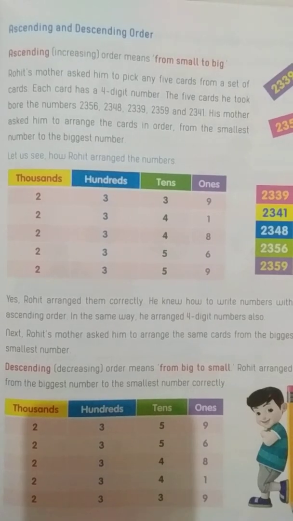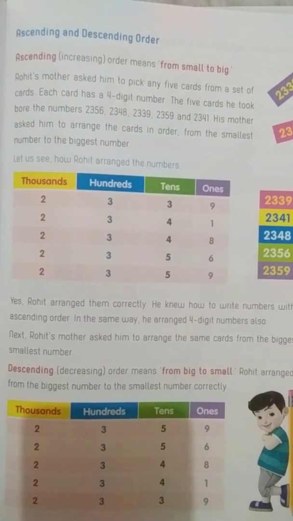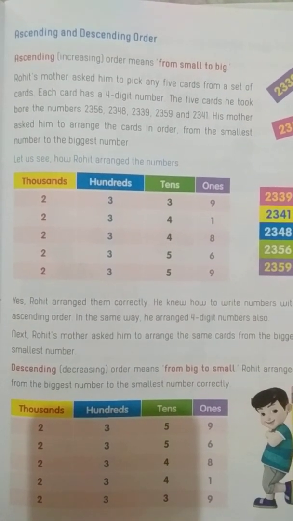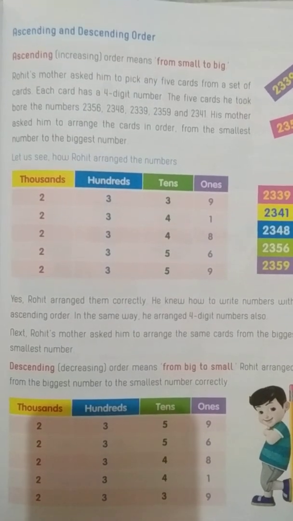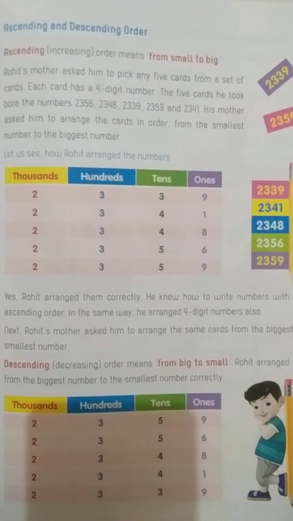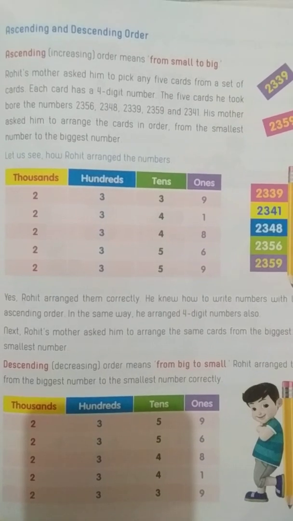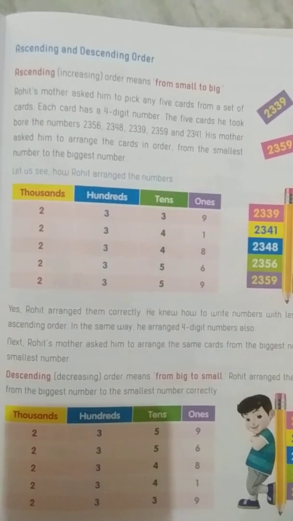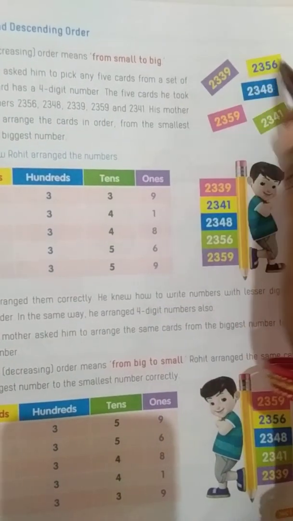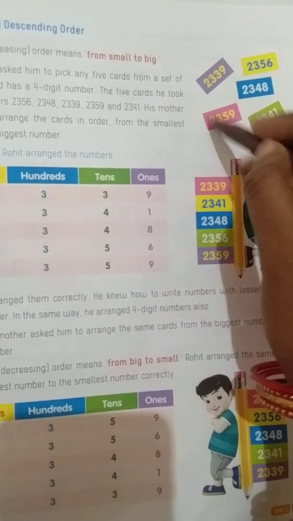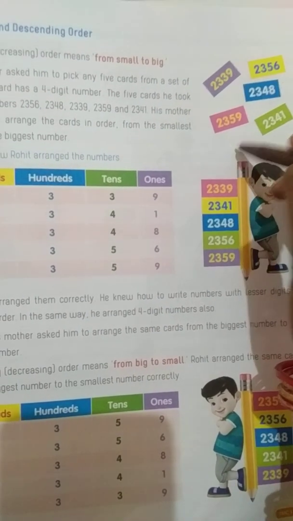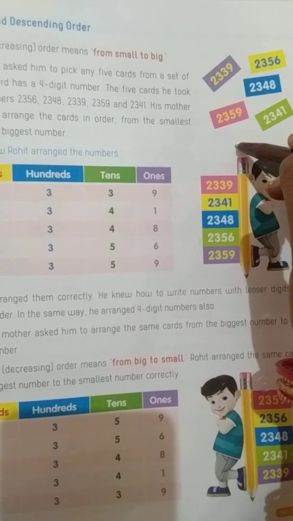See children, first of all, what is meant by ascending order? Ascending order is nothing but you have to arrange the numbers from small to big. Okay, from small to big. See, if you see here some numbers are there. So these numbers you have to arrange in ascending order.